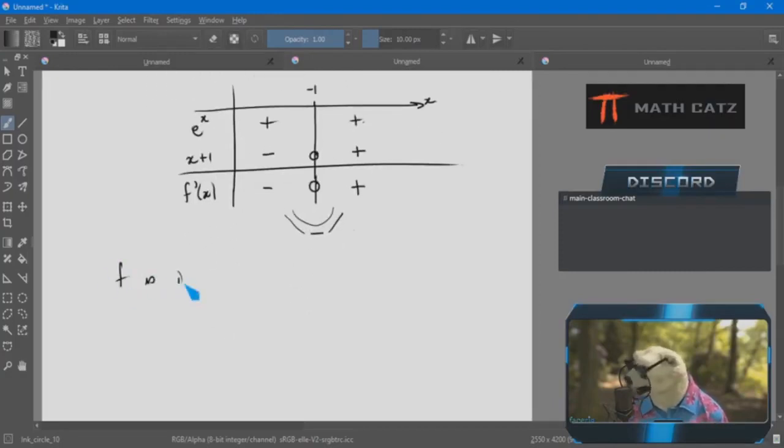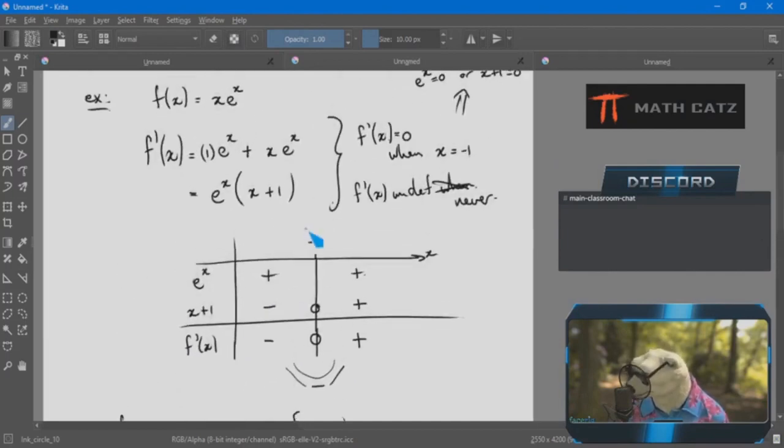F is increasing on -1 to infinity. Do I include -1? Yes, I do. Because I have a y value, plug it in. I can get a y value. Now I don't really care right now what the y value is. The important thing is that I get it. So y value exists. This function is defined for all x, because why not? E to the x is defined everywhere. X, no division by anything. There's no problem at all.